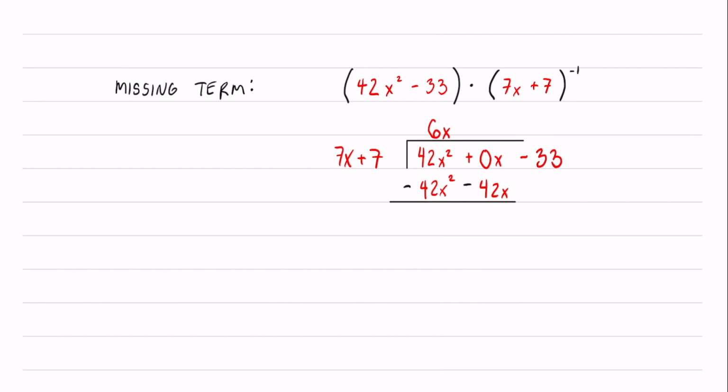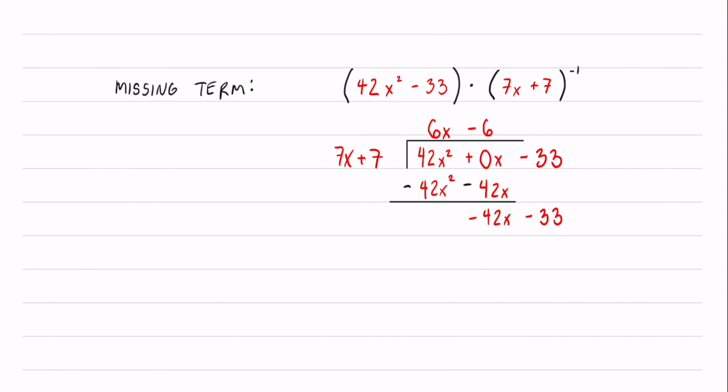So those 42s are going to cancel. And I'm going to be left with negative 42x right here. Drop down that negative 33. And then we just keep going. Divide negative 42 by 7. And make sure you pay attention to those negatives. That's going to be negative 6, and then distribute.